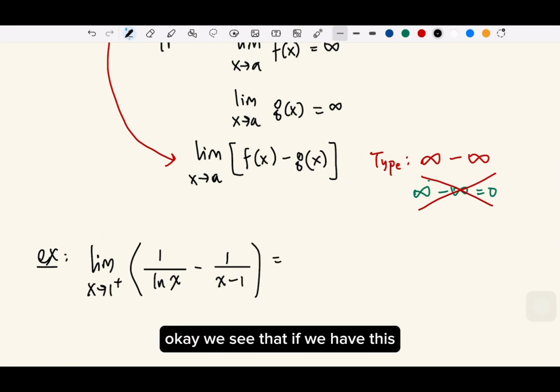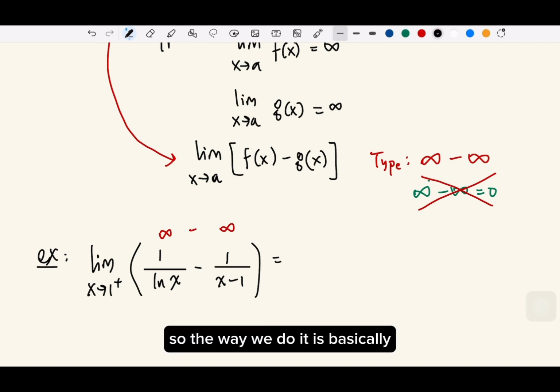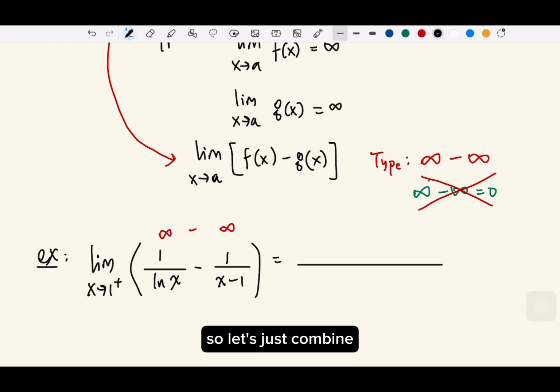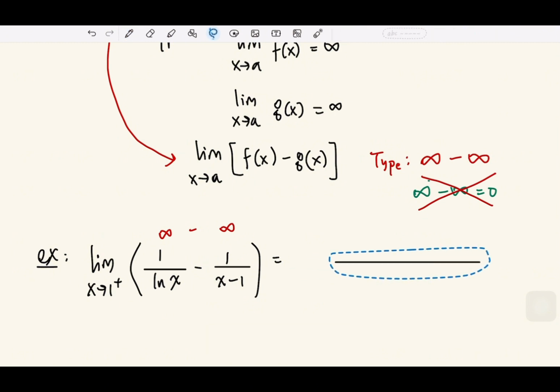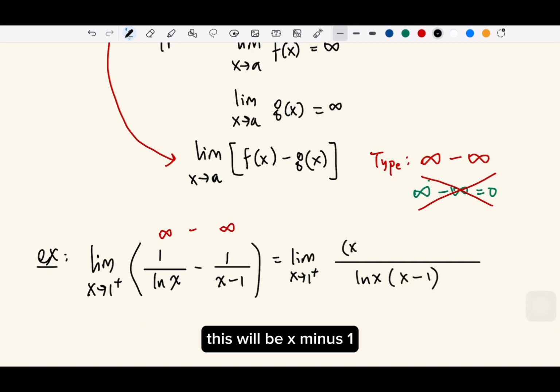Okay, we see that this is infinity minus infinity, right? So the way we do it is, if we have fractions like this, then perhaps we arrange first. We combine these two, so it becomes one fraction. So let's just combine, and then write the limit. And then this will be ln x minus 1, this will be x minus 1, and this will be minus ln x, right?